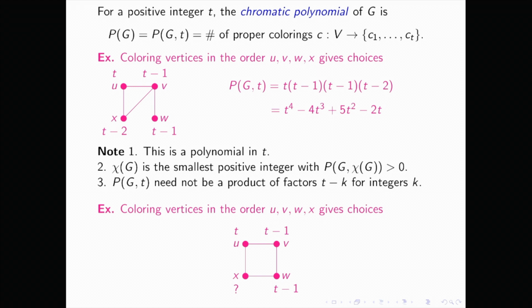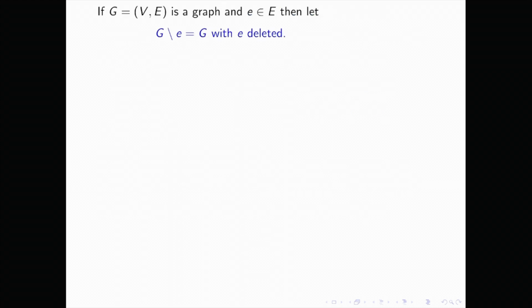Okay. So we're going to try to solve this problem of coloring the cycle and also prove that this is a polynomial. And we're going to do it using perhaps the most useful tool in graph coloring, which is called deletion-contraction.